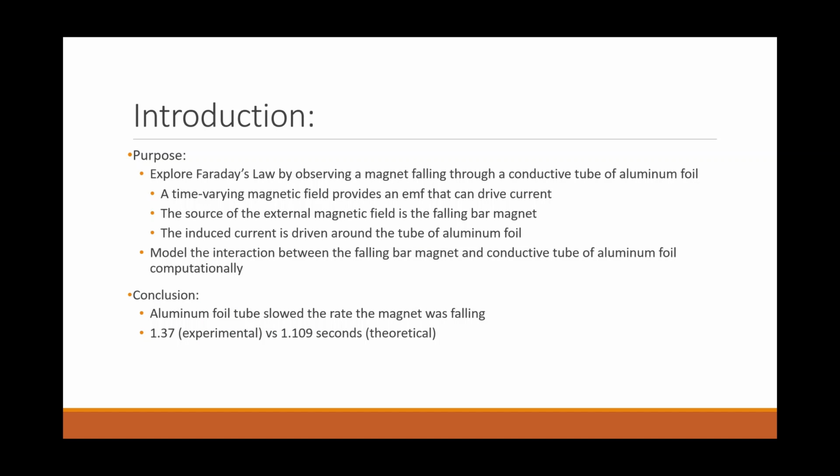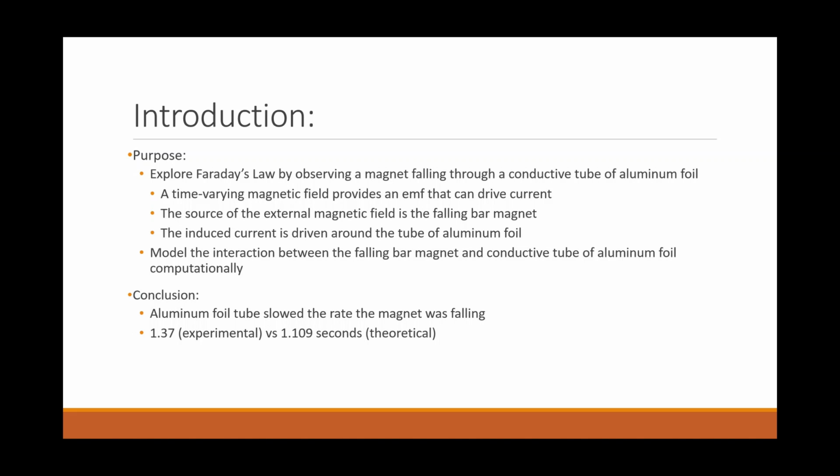As an introduction, the purpose of this lab was to explore Faraday's Law by observing a magnet falling through a conductive tube of aluminum foil. A time-varying magnetic field can produce an EMF that drives current. The source of the external magnetic field was a falling bar magnet in this lab. The induced current was driven around the tube of aluminum foil. I modeled the interaction between the falling bar magnet and the conductive tube of aluminum foil computationally using GlowScript. The aluminum foil tube slowed the rate the magnet was falling.